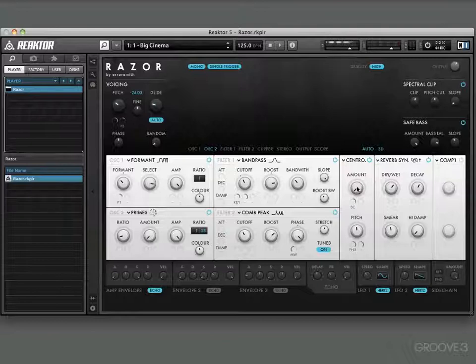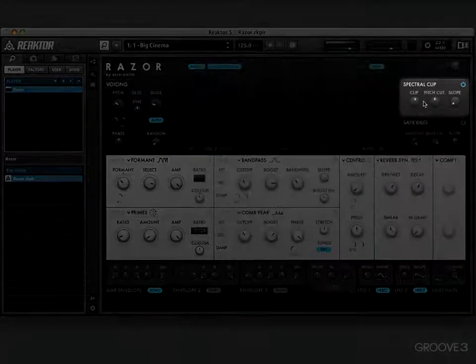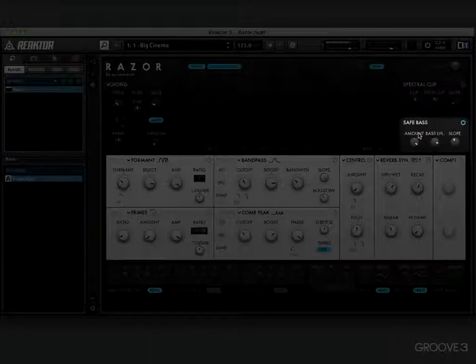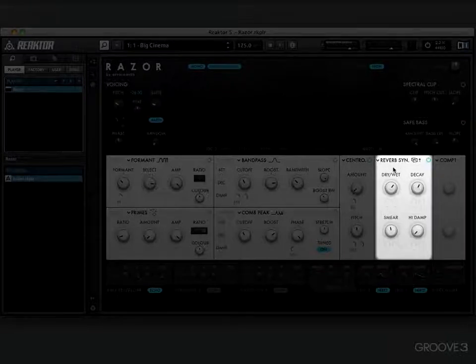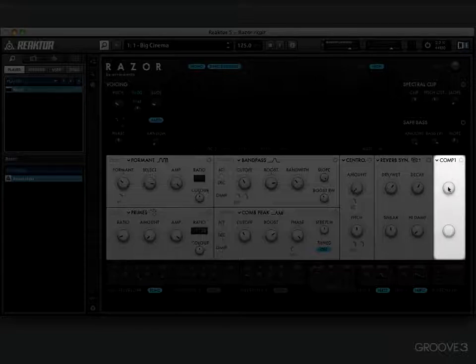So this is how the signal flows in RAZOR. The outputs of oscillators 1 and 2 feed into filter 1 and then filter 2. In other words, the filters are in series. This then passes through the spectral clip section up here, then the safe bass section, and the output of that is then fed through the stereo effects section here. And finally, through our dynamics section at the end there.